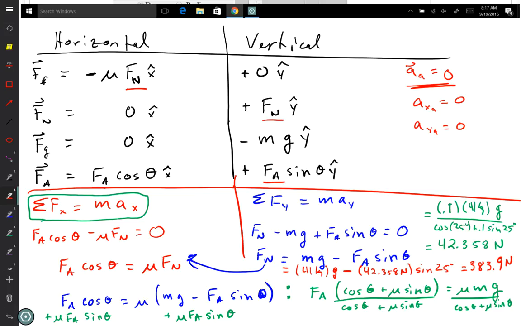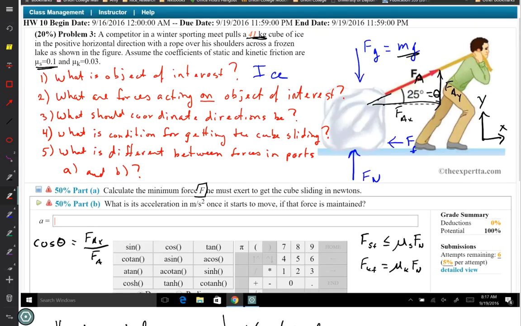Now, this 383.9 newtons is well less than the force of gravity. The force of gravity is about 400 newtons. So why is it that the force normal is less than the force of gravity for this situation? Okay, because the force applied is partially pulling up. So what's holding up the ice is not just force normal, it's force normal and part of the rope that are holding it up. So that's why force normal is less than the weight of the ice. That's why we couldn't solve this problem by just assuming force normal was the weight of the ice.